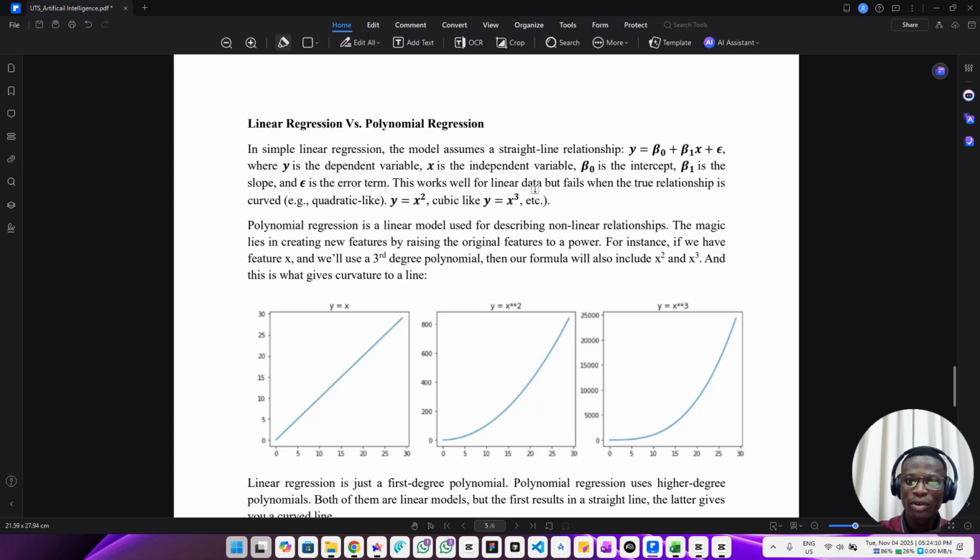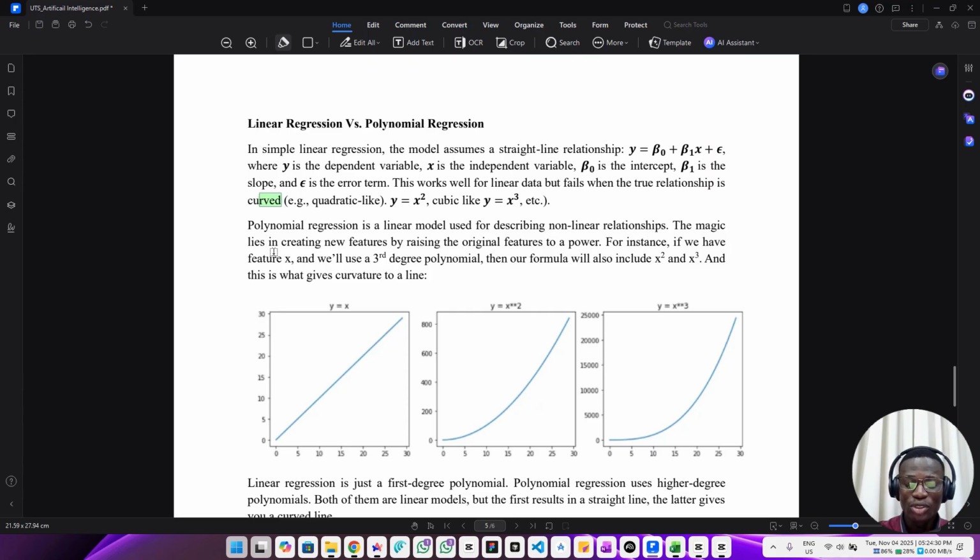This works well for linear data, but fails when the true relationship is curved. When the true relationship is what? It's curved, quadratic like. So when it is like that, then we move to a polynomial regression. A polynomial regression model is used to describe a nonlinear relationship.